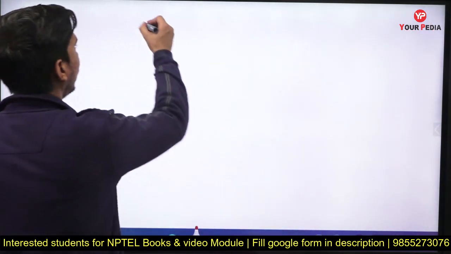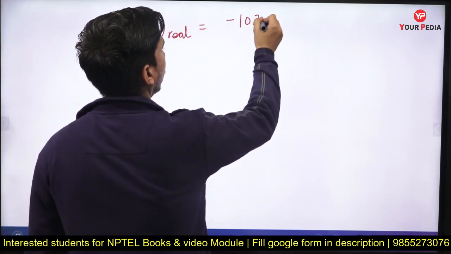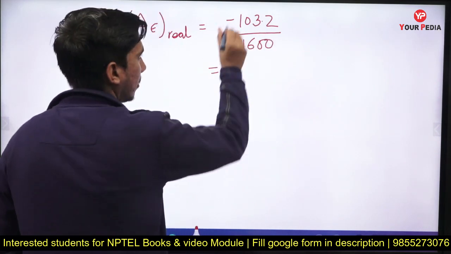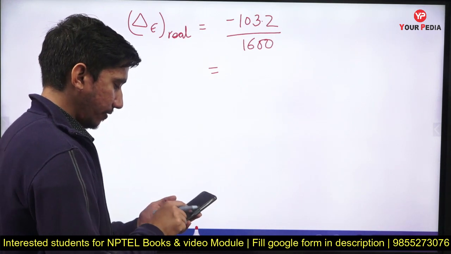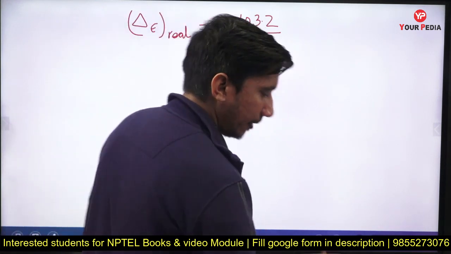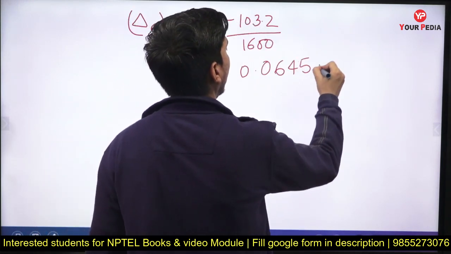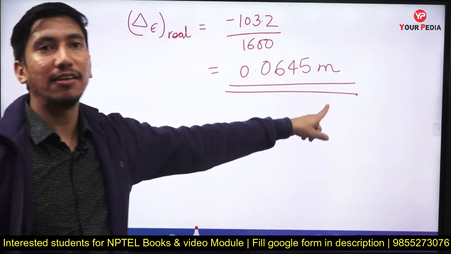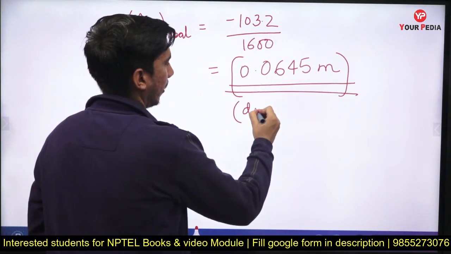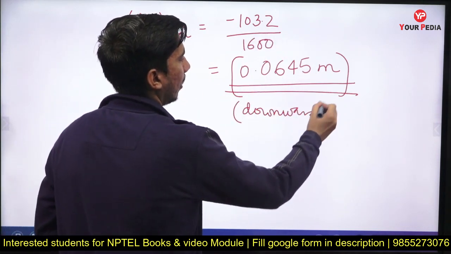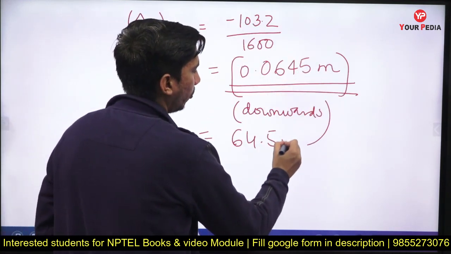So from here I can write that my deflection at point E in the real beam will be equal to minus this divided by 1600. What is this value? 103.2 divided by 1600 is 0.0645 meter. The standard value of deflection is in meter. The negative sign symbolizes that the deflection is downwards. The magnitude of that deflection, in millimeter, will become 64.5 millimeter.